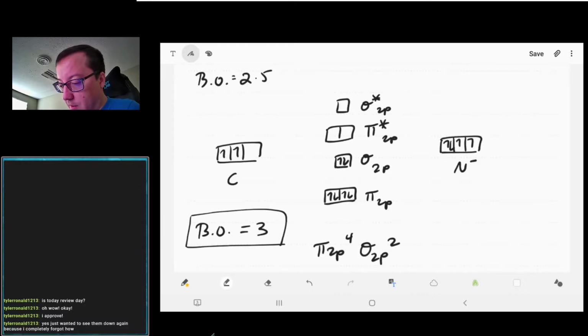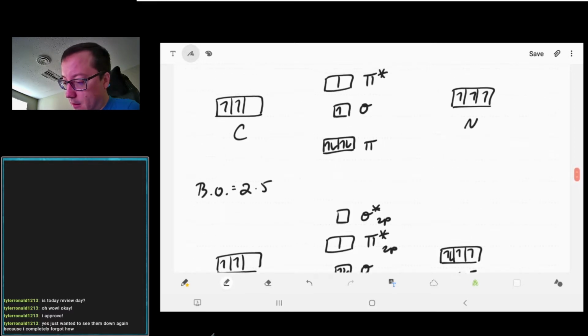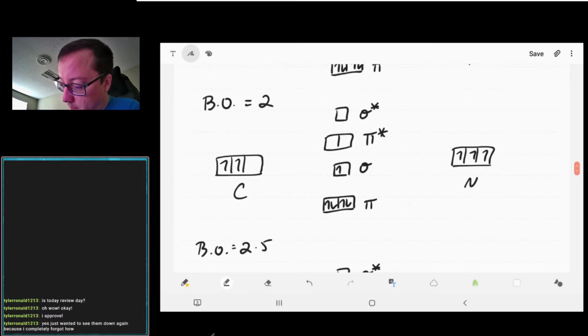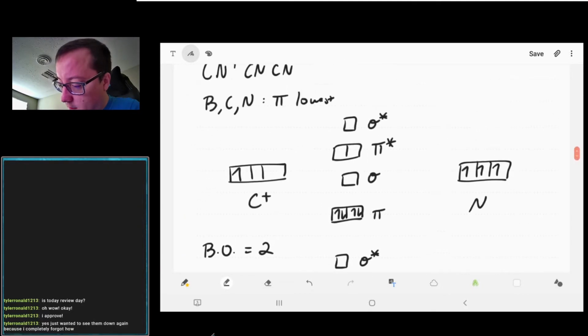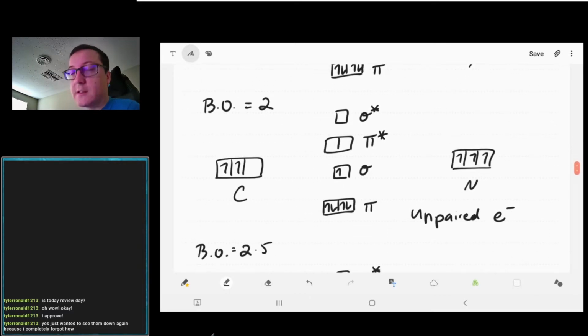The other one is asking about unpaired electrons. If we look at this one, I do not see any unpaired electrons in this molecular orbital diagram. This one does have an unpaired electron in that sigma orbital. And in the first one, I also do not see any unpaired electrons. So the only one to have unpaired electrons is going to be the neutral one, CN.